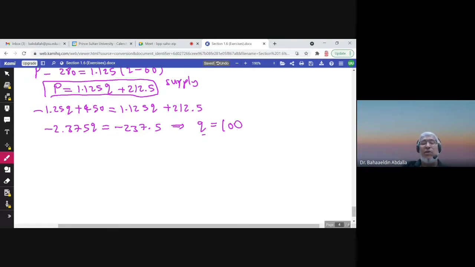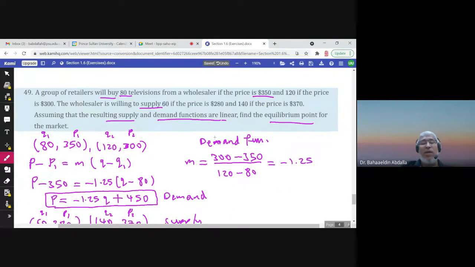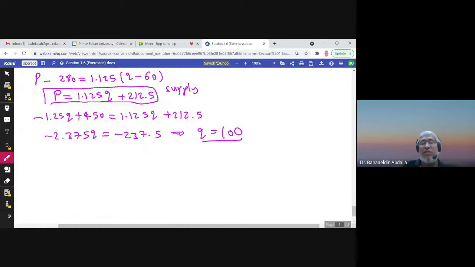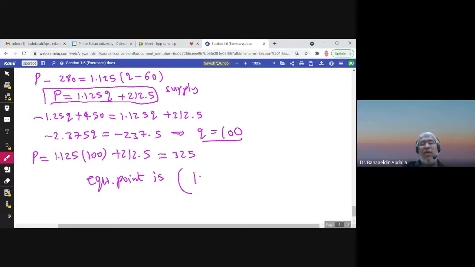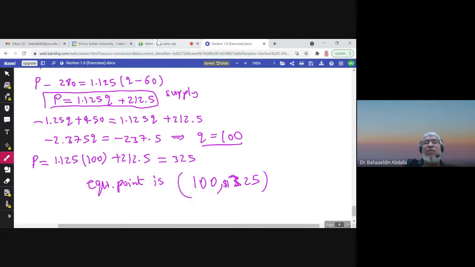So he is asking for the equilibrium point for the market. So this is the equilibrium quantity. To find the equilibrium price, I just replace Q in either equation, supply or demand. So 1.125 times 100 plus 212.5 will give you 325. So the equilibrium point is 100 equilibrium quantity and 325 dollars. This is the end of these exercises.